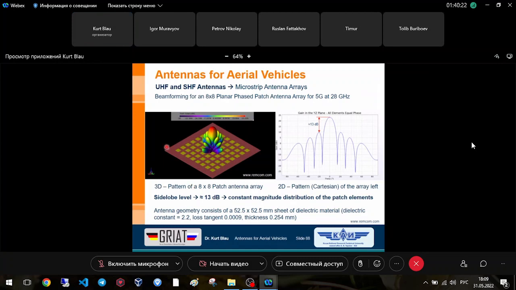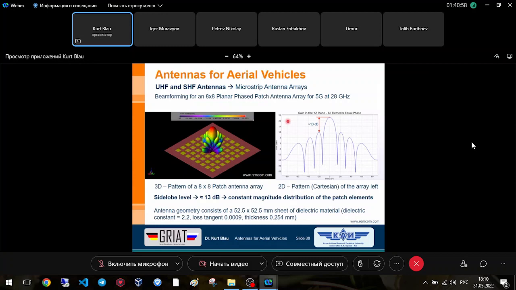Here we have a practical example. This array of square patch elements consists of 8 by 8 patches. And now let's look at the 3D pattern of this antenna. You see it here in the middle. All elements are fed, let's say, with the same magnitude and the same phase. It means between the elements we have no phase difference. The phase differences between elements are 0 degrees.